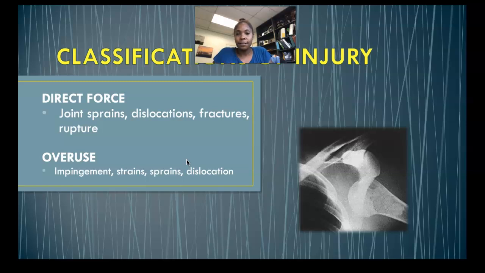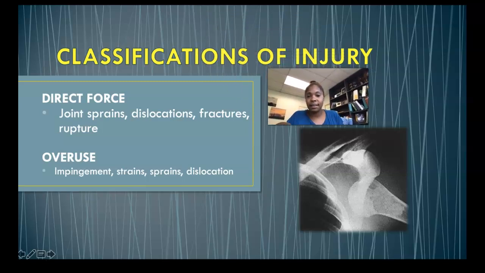There are really two different types of injuries that can occur in terms of classification when we're talking about the shoulder joint, and those include injuries that occur by direct force. So what am I talking about there? A joint sprain, a dislocation, a fracture, maybe even a rupture of a ligament, right?